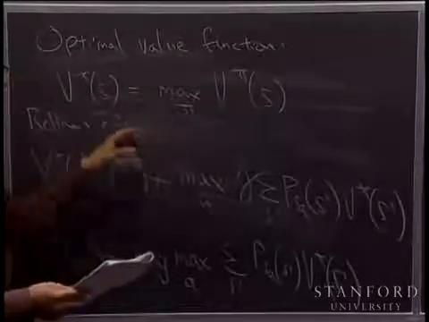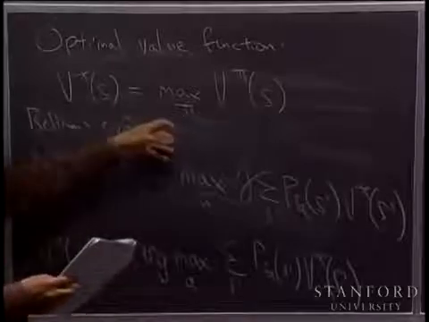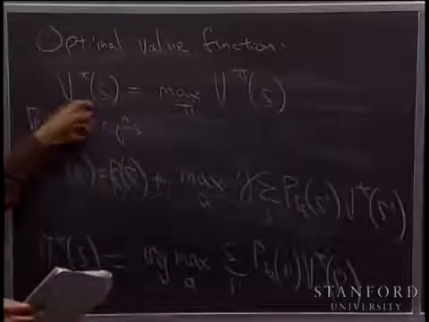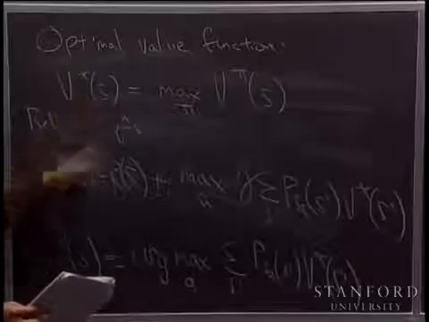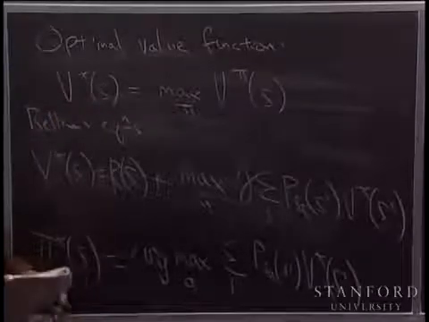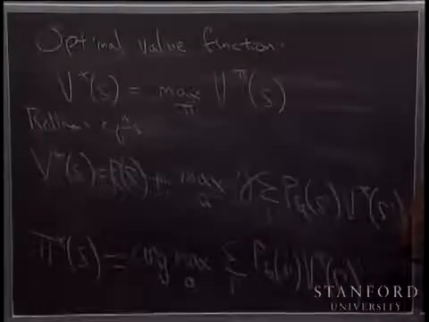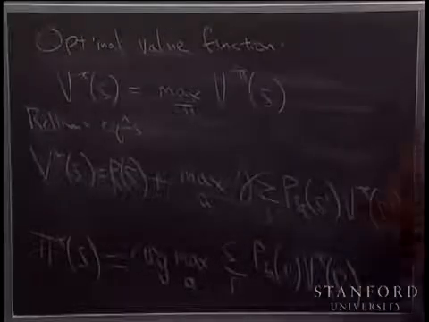I should write down some other things first, just to ground the notation. But what I'll do is eventually come up with an algorithm for computing V star, the optimal value function, and then we'll plug it into this, and that will give us the optimal policy pi star. I'll write down the algorithm in a second, but just to ground the notation.